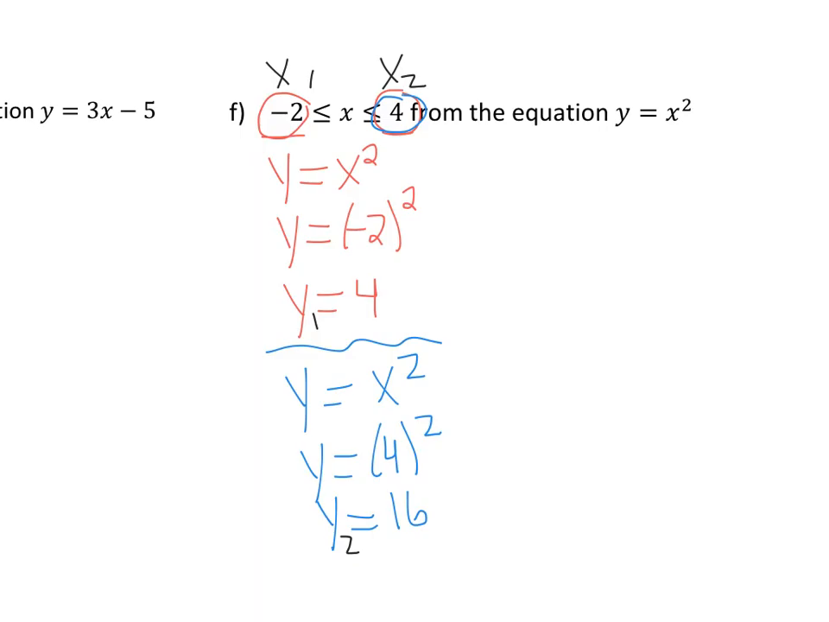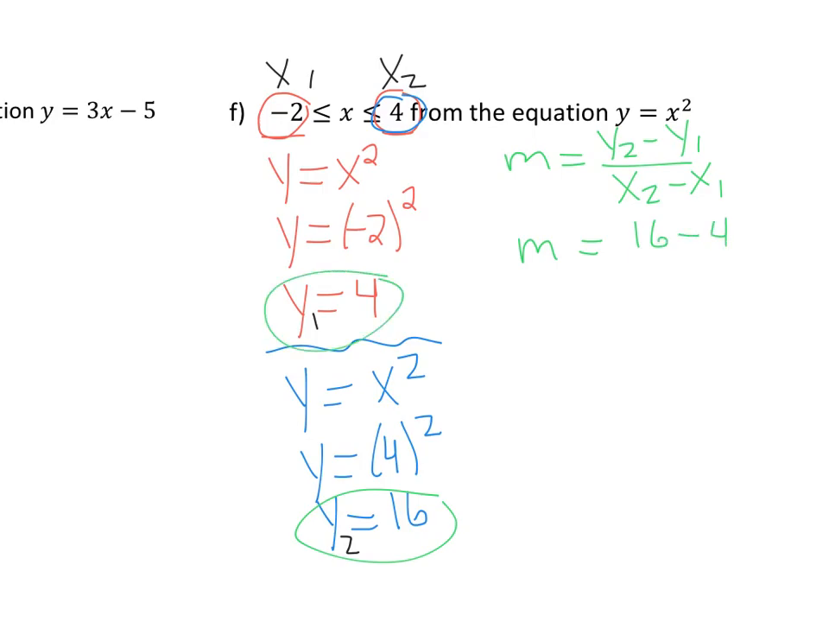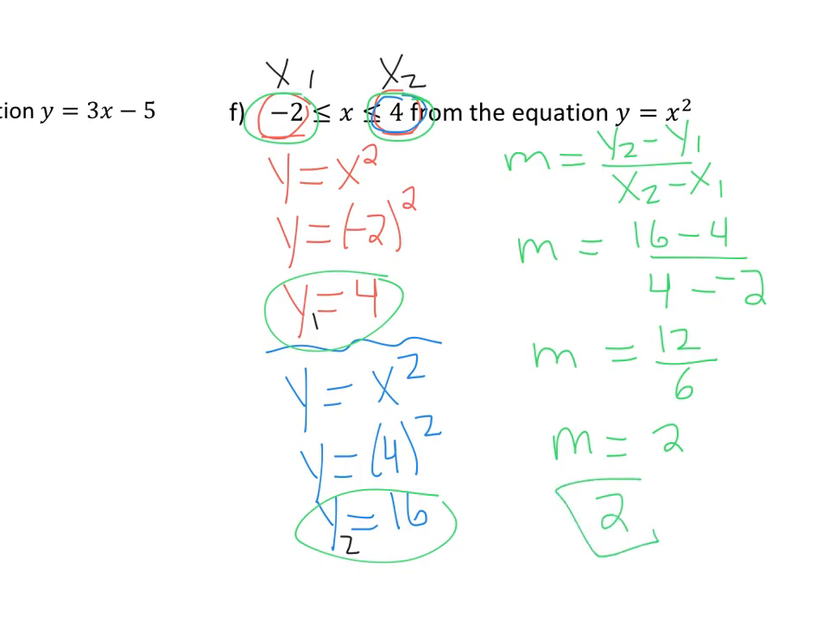And then we treat it like we have been before. Go ahead and plug them into your slope formula. Slope equals y2 minus y1 over x2 minus x1. Slope equals, well, our y2 is 16. Our y1 is 4. x2 is 4. x1 is negative 2. Slope equals 16 minus 4 is 12, over 4 minus negative 2, which is really 4 plus 2, which is 6. So our average rate of change is 2.